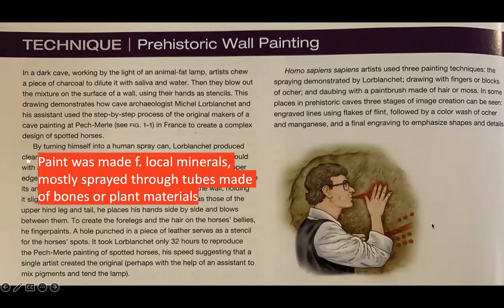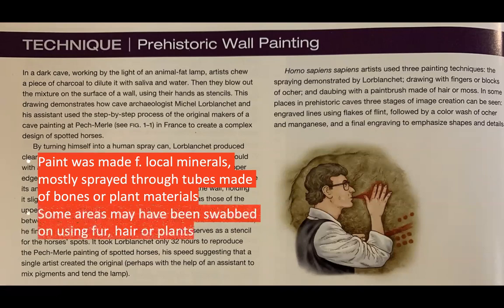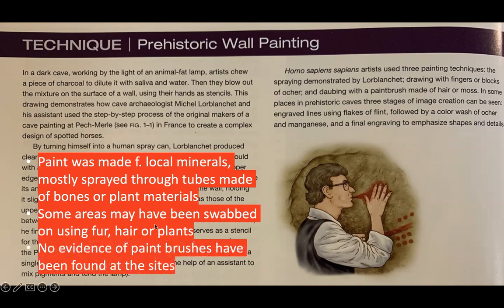All right, paint was made from local minerals, mostly sprayed through tubes made of bones or plant materials. And then they might have used fur, hair, or plants to create paintbrushes. Never mind, no evidence of paintbrushes. I mean, they have swabbed on the fur.